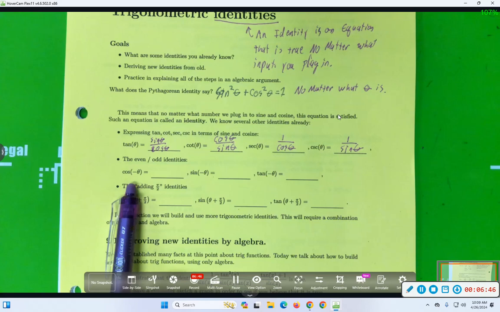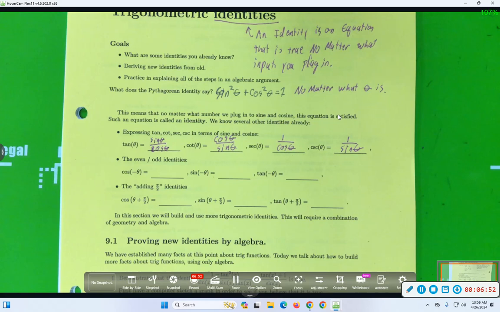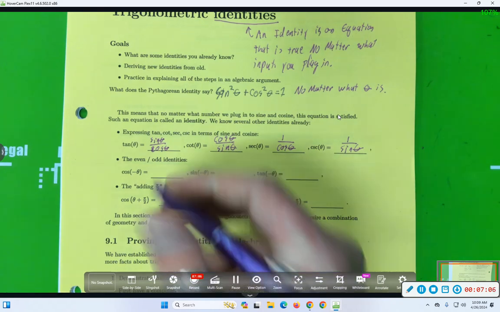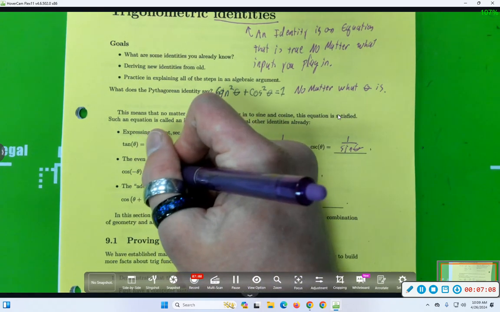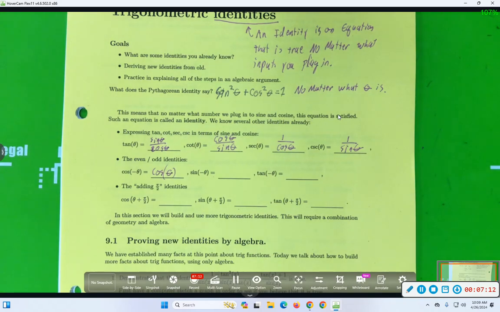And since cosine is even, what can I do with a negative sign inside of a cosine? So even functions are functions that behave like x squared. What can I do with a negative sign inside of a square? Just get rid of it. If you see an even function, you can drop the negative. Cosine of negative theta is the same as cosine of theta. There's another identity. That's a fact that's true no matter what angle you plug in.